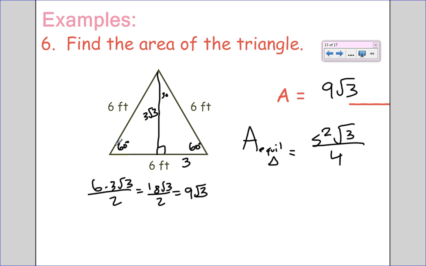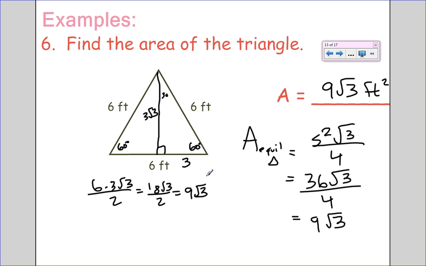So the side is 6 for the equilateral triangle. So 6 squared is 36 root 3 over 4. 4 goes into 36, 9 times. So 9 root 3 feet squared. So either way, we get the same answer. But with this formula for an equilateral triangle, it's a little bit easier to get there.